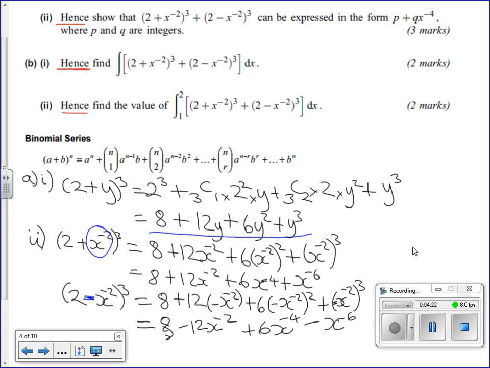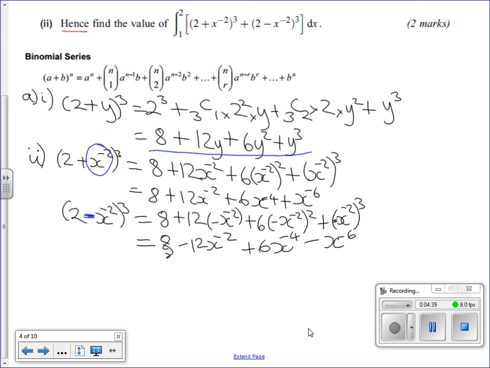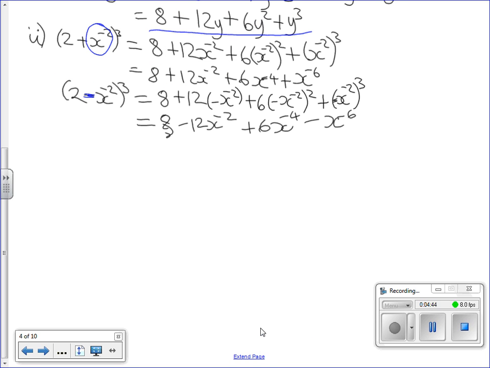Right, the question then asks us to add these two terms together and show that it can be expressed in this form, p plus qx to the minus 4, where p and q should be integers. So that's what we're looking for. So now I'm going to take my two expressions and add them together. So (2 + x^-2) cubed plus (2 - x^-2) cubed.